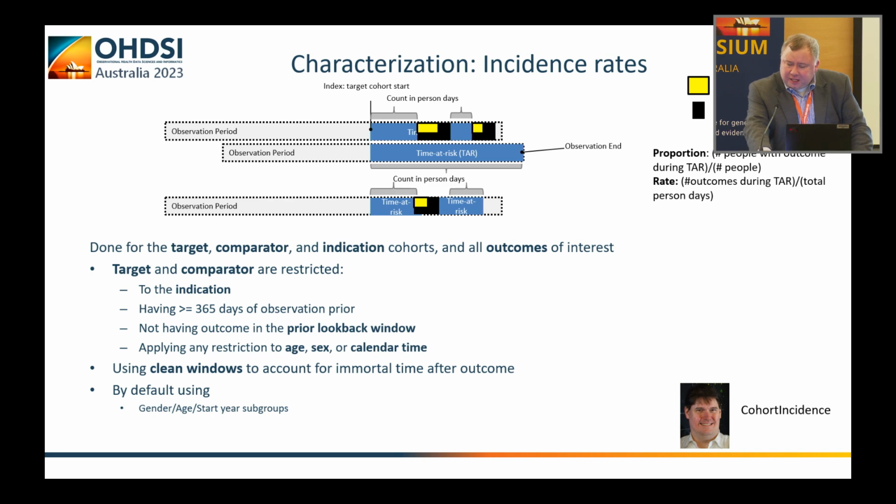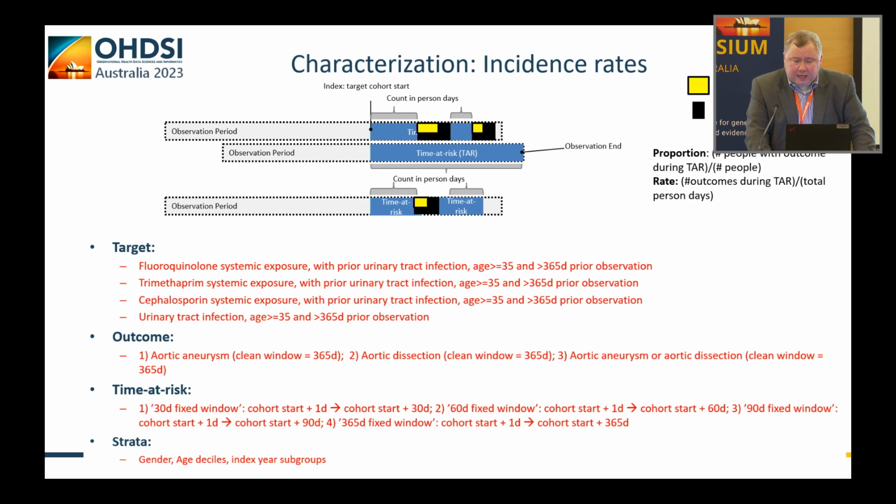Incidence rates, we have a standardized package called Cohort Incidence, managed by Chris Knoll. The basic idea is that you pass in a target cohort and a set of outcomes, and it is going to compute an appropriate incidence proportion and incidence rate for whatever time at risk window that you specify. In our particular study here, we chose to characterize the incidence, both of the target cohort fluoroquinolone, the 2 comparator antibiotics, as well as the urinary tract infection cohort.